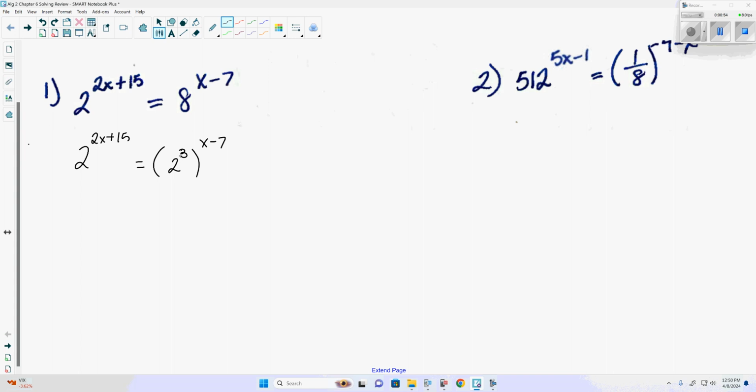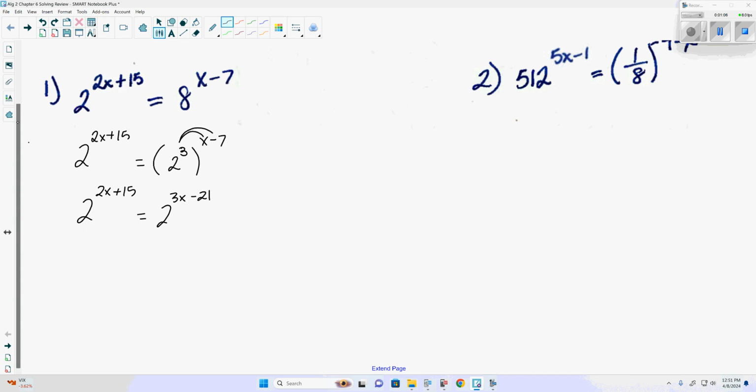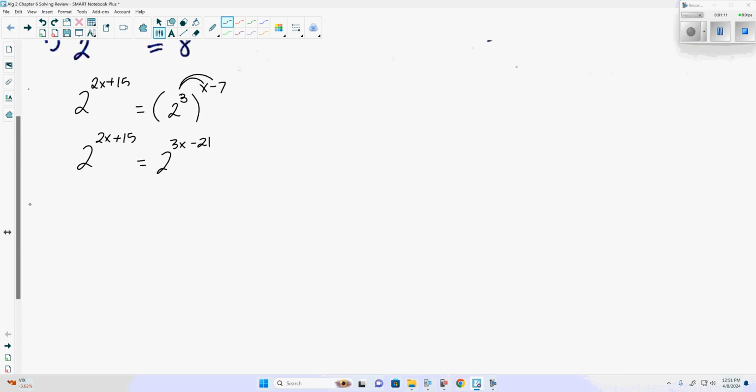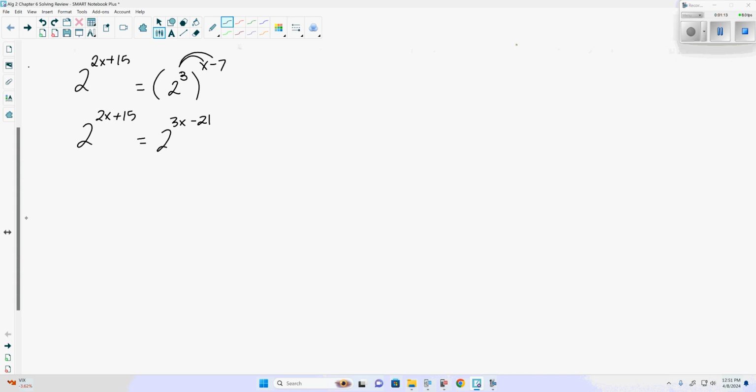Now on the left-hand side, it's still 2 to the 2x plus 15. Now here we would distribute the 3. 3 times x is 3x. 3 times negative 7 is negative 21. And with these here, our whole goal in solving is to first get the bases to be the same. Because once we have the bases the same, it means the exponents have to be equal. So our 2x plus 15 is going to equal 3x minus 21. Questions on this here?